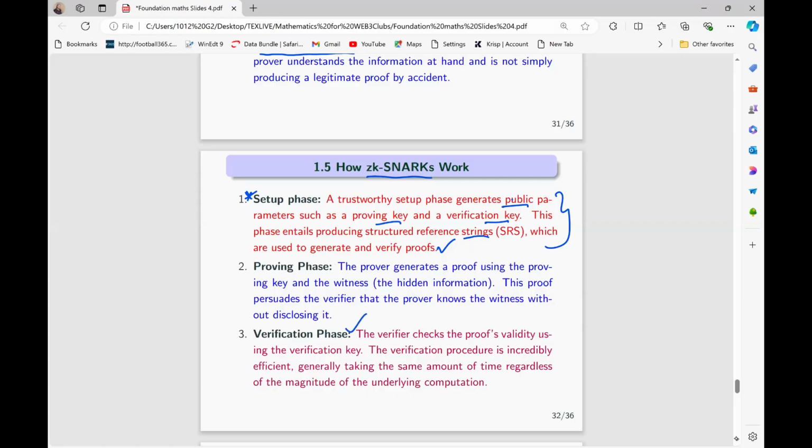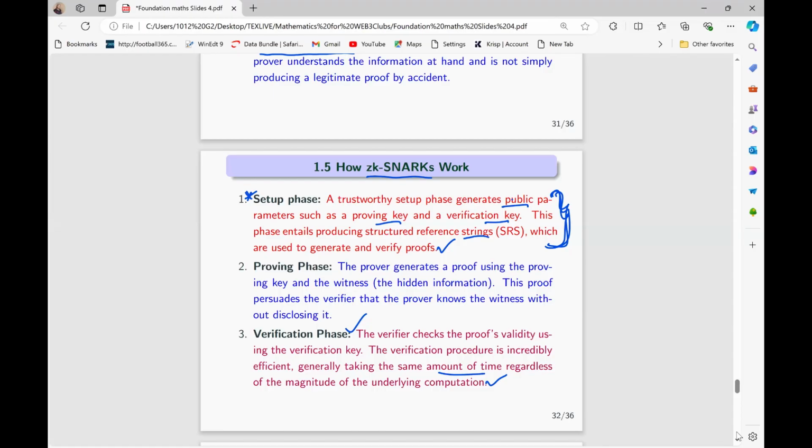And then there's this verification phase, therefore. The verifier comes in and then checks the proof's validity using the verification key, which was generated in this setup phase. So the verification procedure should be efficient, generally taking the same amount of time regardless of the magnitude of underlying computation. So that means even if the computation is huge or small, the amount of time should just be the same.